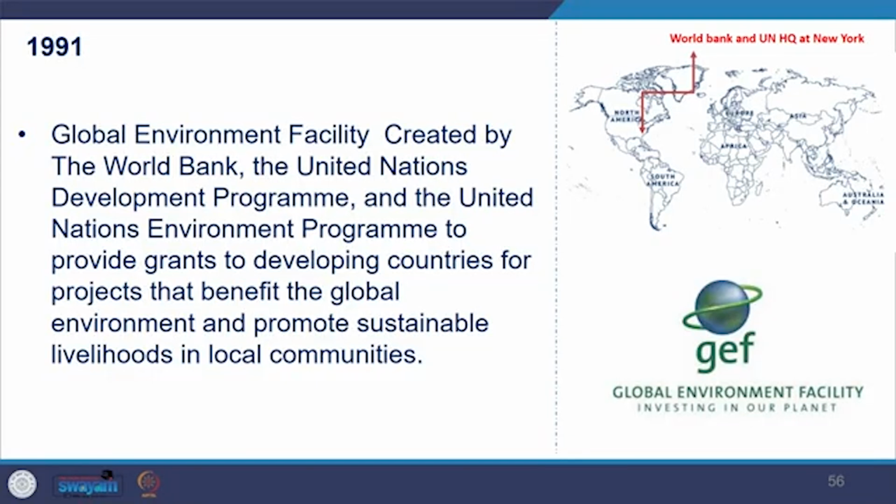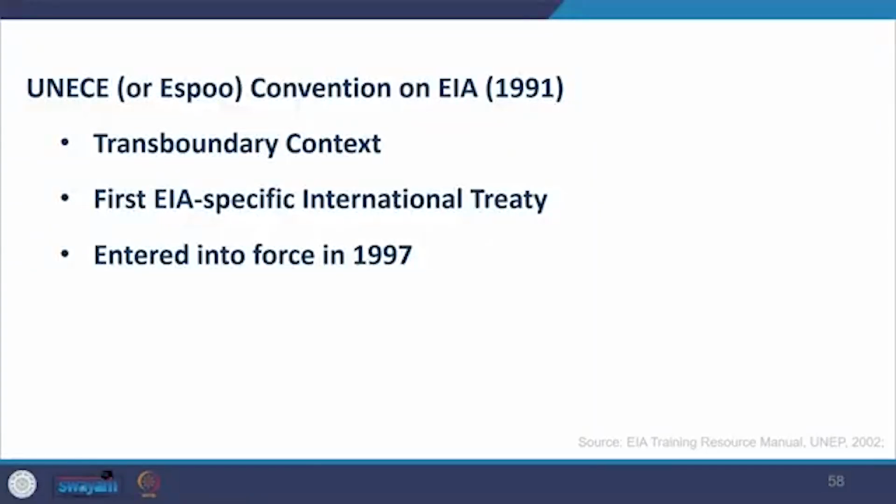In the same year, we see that the World Bank, United Nations Development Program, UNDP, and United Nations Environmental Program, UNEP, created the Global Environmental Facility. So they came together to create a facility to provide grants to developing countries. So they extended support to the developing countries for projects that benefit the global environment and promote sustainable livelihoods in local communities.